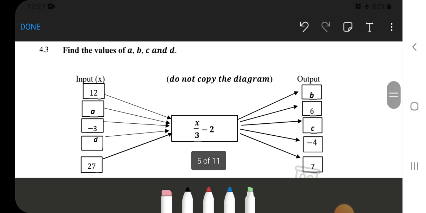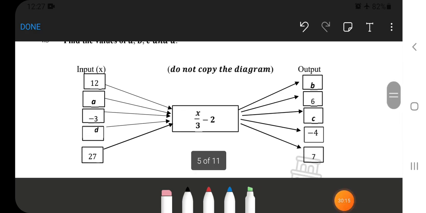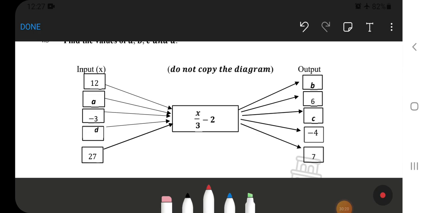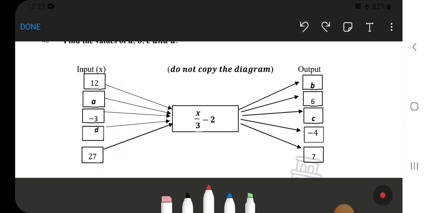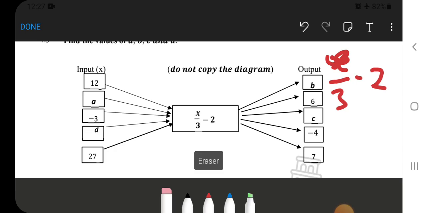And then 4.3, find the value of A, B, C, and D. This one is quite easy. So wherever you see X, you put these values to get these values. Okay, so here we have X over 3 minus 2. So to get number B, we're going to write 12 here, and then put this into your calculator. 12 divided by 3 minus 2, and then number B equals to 2, right?